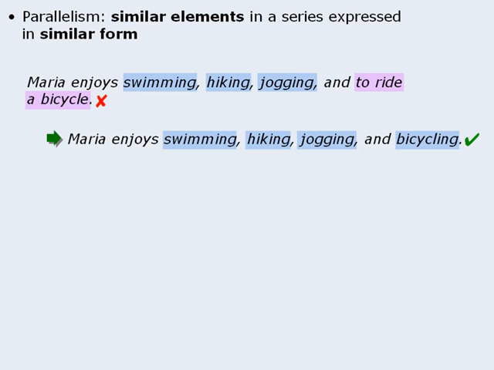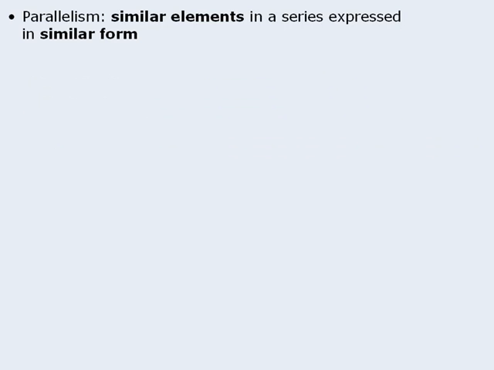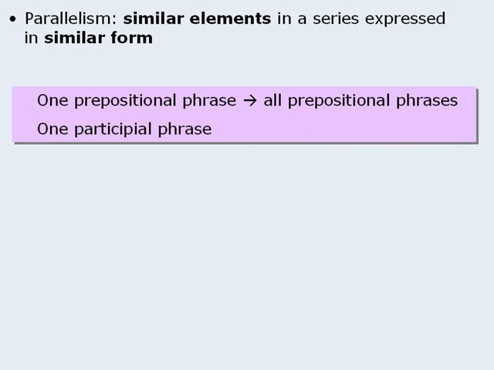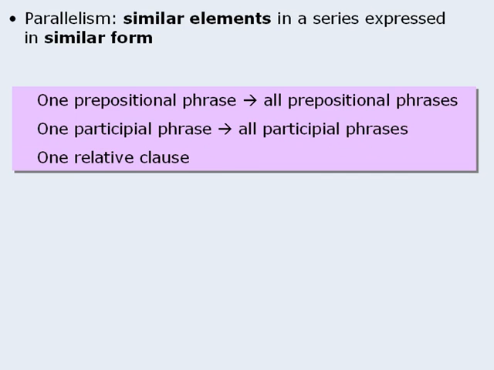Now it's important to note that parallelism is not restricted to individual words. For example, if one item in a series of similar elements is a prepositional phrase, then every item should be a prepositional phrase. If one item in a series of similar elements is a participial phrase, then every item in the series should be a participial phrase. If one item is a relative clause, then every item should be a relative clause, and so on.